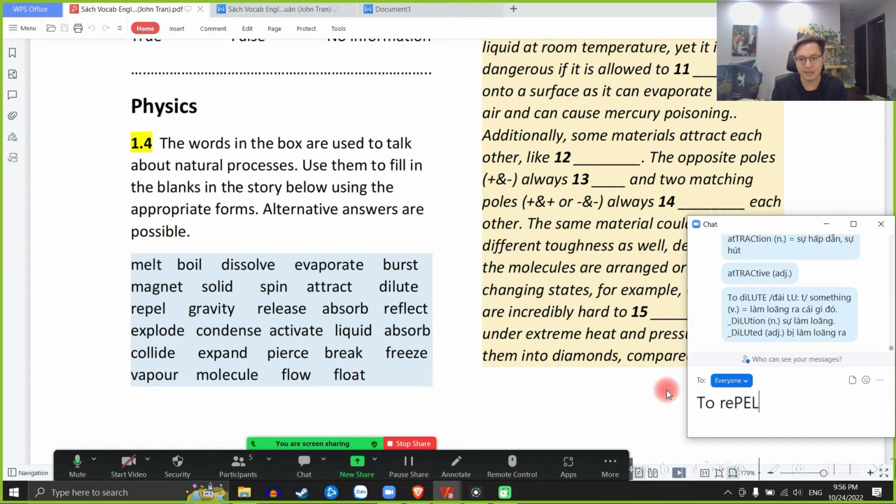Next one, repel. To repel something. Đẩy ra. Đẩy ra cái gì đó. Thay vì hút thì là đẩy thôi. It's like the opposite of attract is repel.